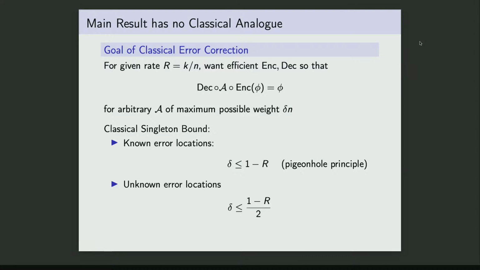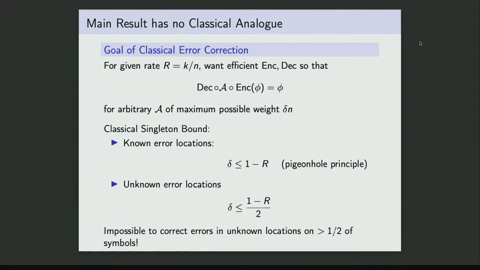And again, for known error locations, it's a very robust bound. It's actually even simpler than the quantum argument. It's basically just a pigeonhole counting argument. So naturally, you could ask classically, can we do the same thing that I just said we can do quantumly, and somehow relax the notion of error correction to approximate error correction, and get back up to this 1 minus r bound for errors at unknown locations?